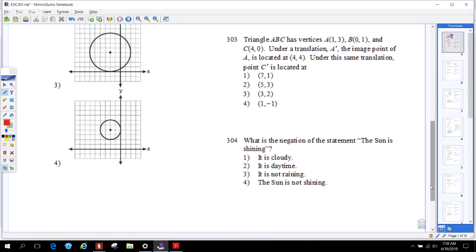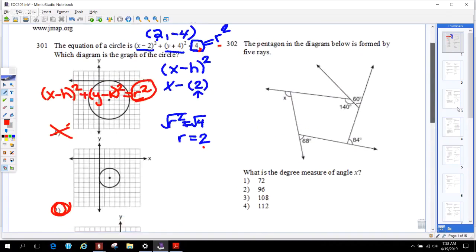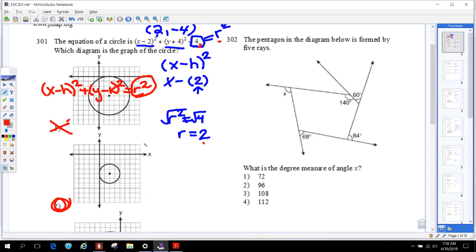There's nothing else on that side, so let's go up. A pentagon is formed below with 5 rays. It's any 5-sided figure. 1, 2, 3, 4. It's 5-sided. You will not have to do this problem. Cross it out. I'm going to cross it out here so I can remember, because we don't teach you this.